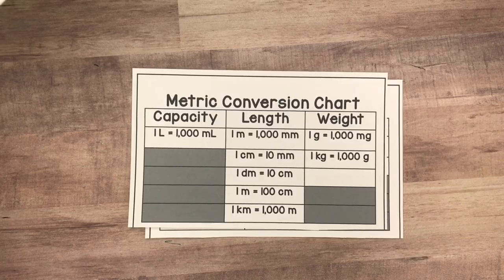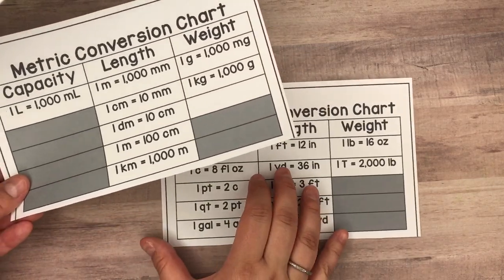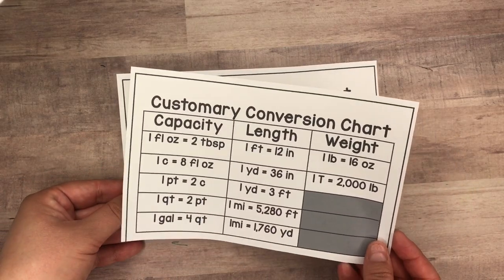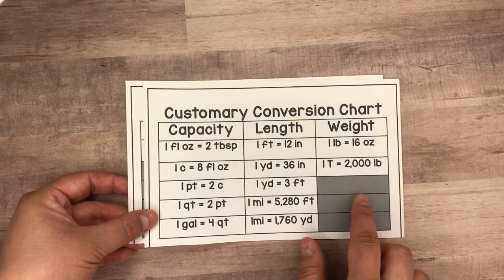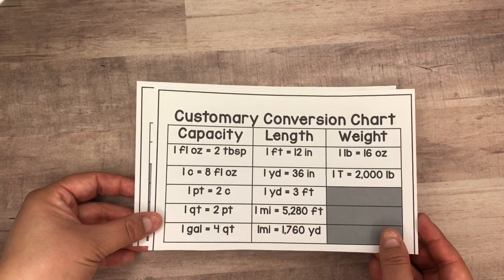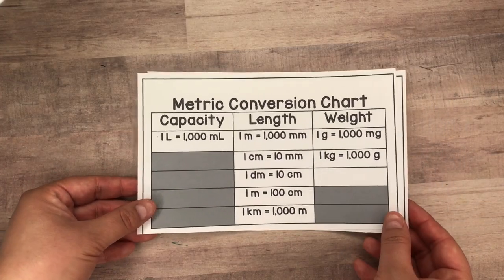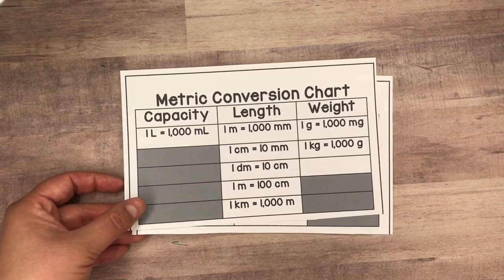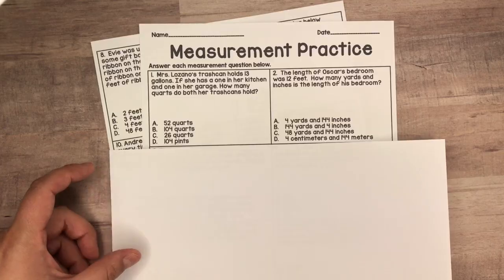Now, when it's time to answer real life questions about measurement, you're going to do conversions. And it's really helpful to have charts like this in front of you. Here's a customary conversion chart, and you have all of your capacity, length, and weight conversions to help you multiply and divide to find the correct units. And a metric conversion chart has all of the different units so that you can convert metric units of measurement. Now, let's answer some real life measurement questions on this measurement practice page.